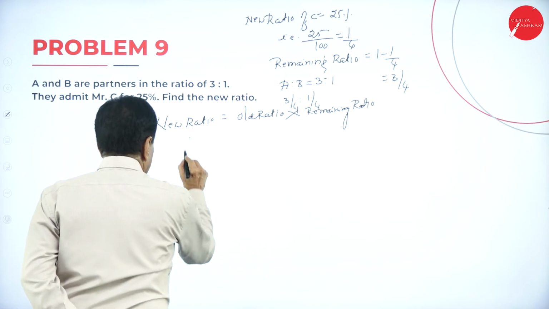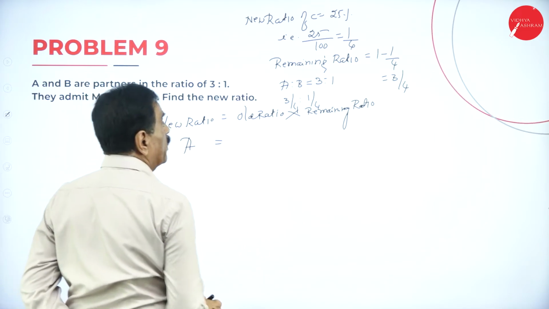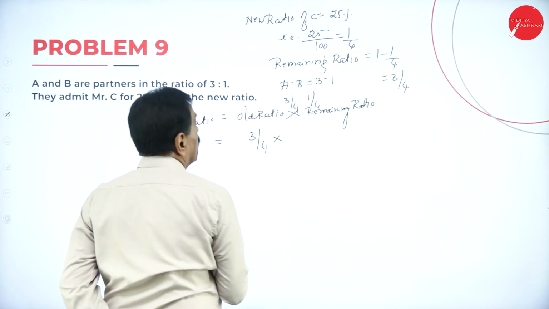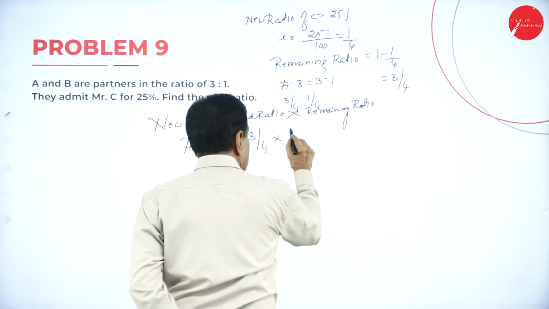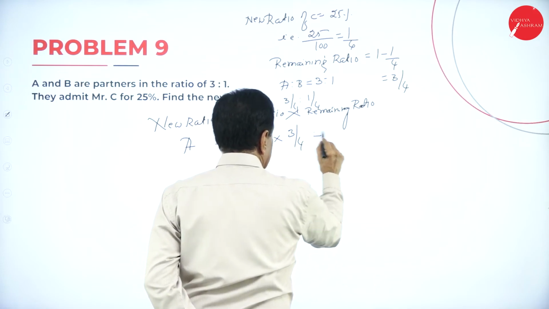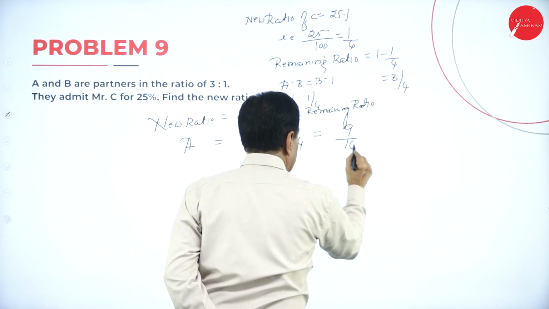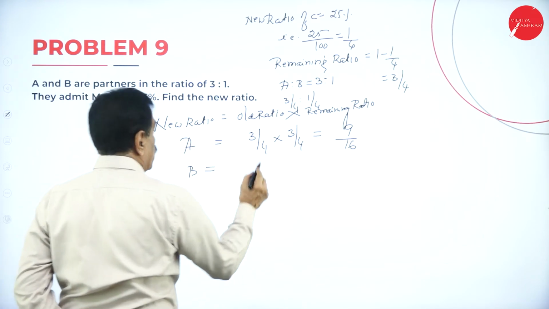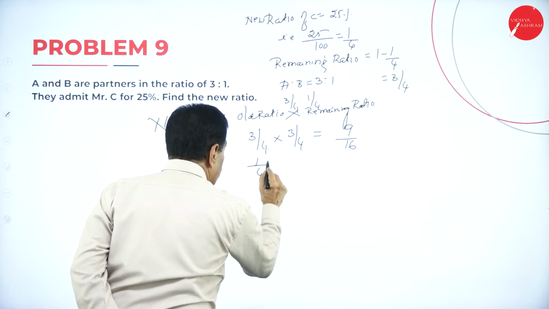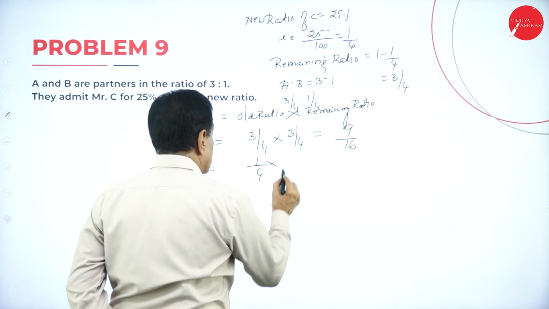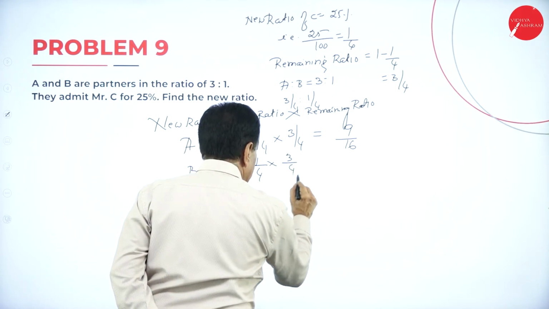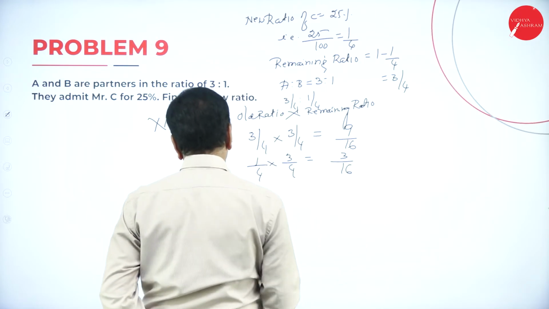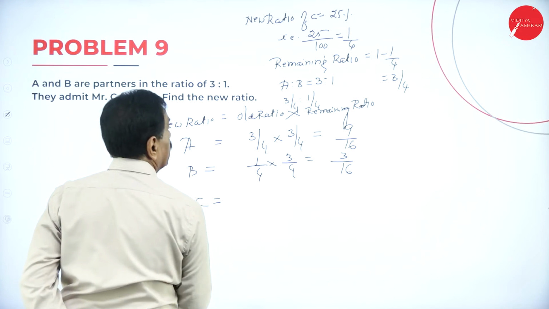You go with A. What's the old ratio of A? 3/4. What's the remaining ratio? 3/4. This is multiplied, 9/16. Come back to B. What's the old ratio? 1/4. Remaining ratio? 3/4. Multiply, 3/16. C, what's the new ratio given?